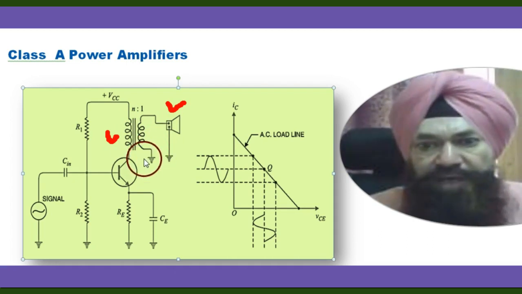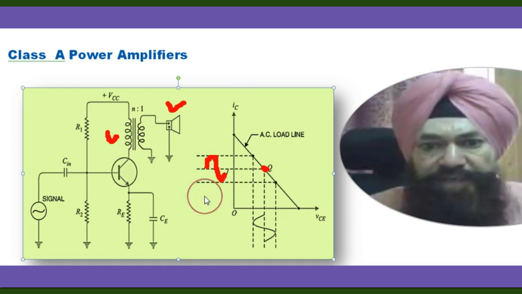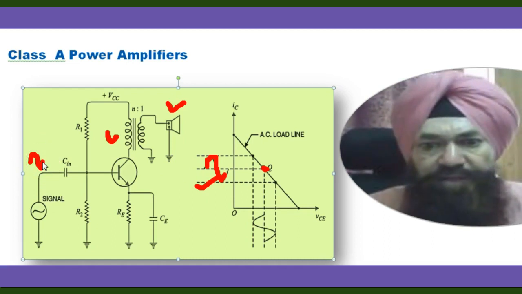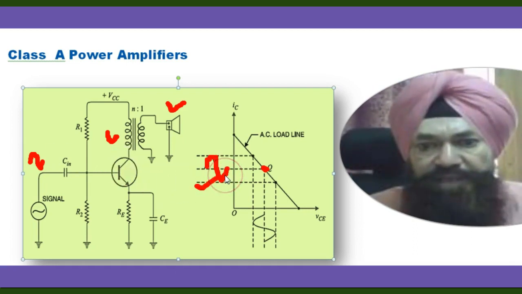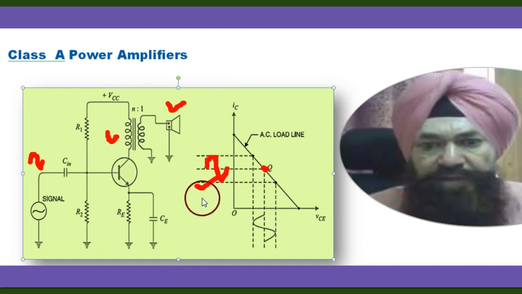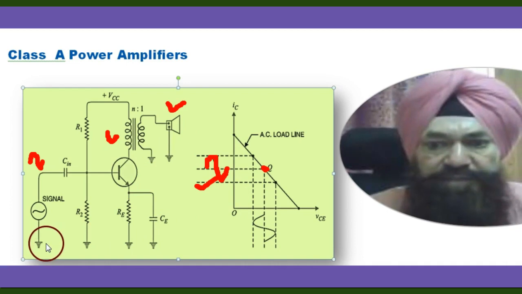So this is the class A operation. The operating point is so selected that collector current flows at all times of the applied signal. So the output shape is exactly the same as the input signal. Therefore such amplifiers have the least distortion, so there is no distortion in the signal. However, they have a disadvantage. What is the disadvantage of the circuit? Low power output and low collector efficiency, about 35% maybe.